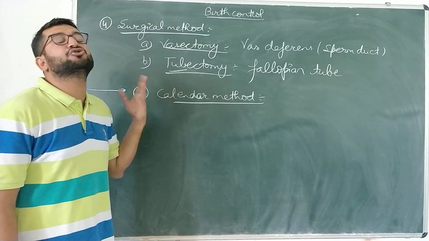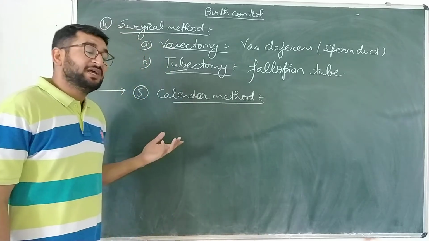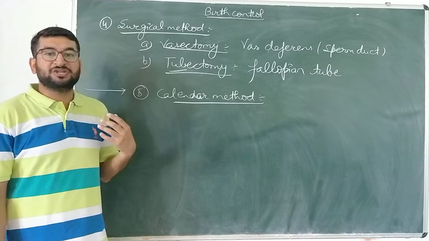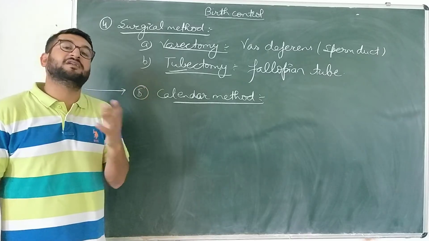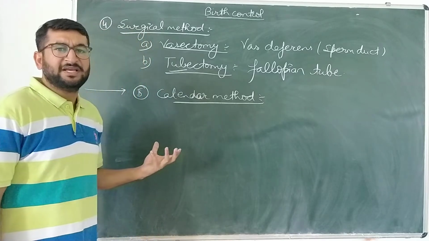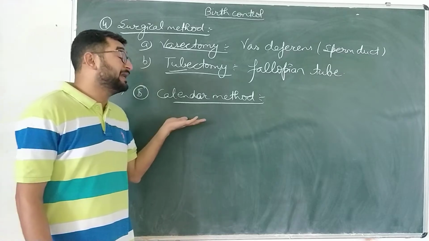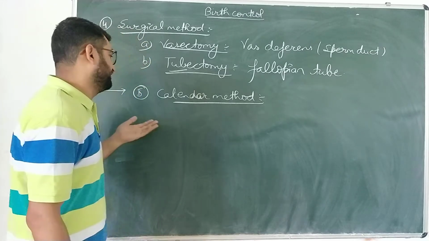But this calendar method is not a reliable method. Why? Because in females, ovulation may occur 1 or 2 days earlier or later than the actual 14th day of the menstrual cycle. Even the diets change these days, so that's why this method is not very effective.